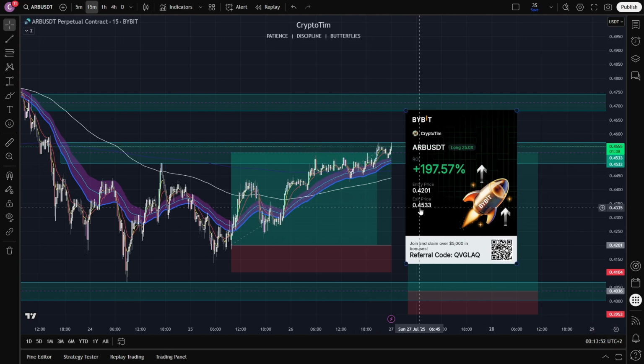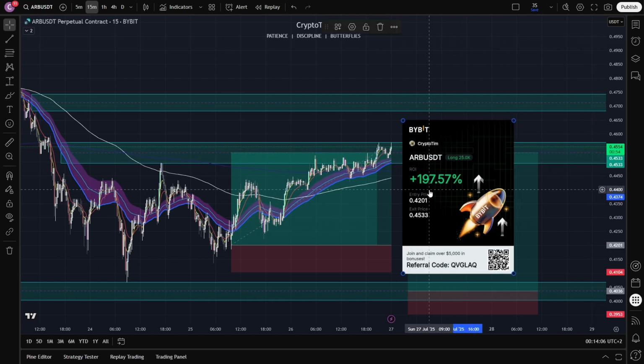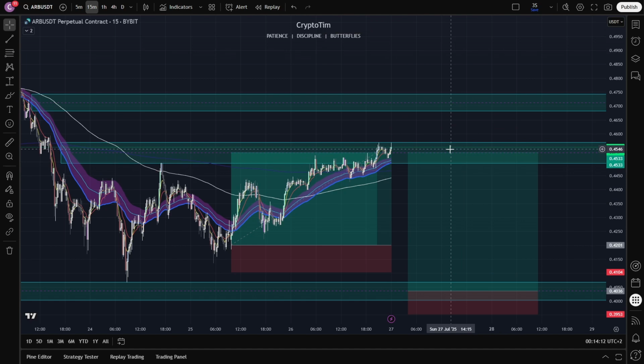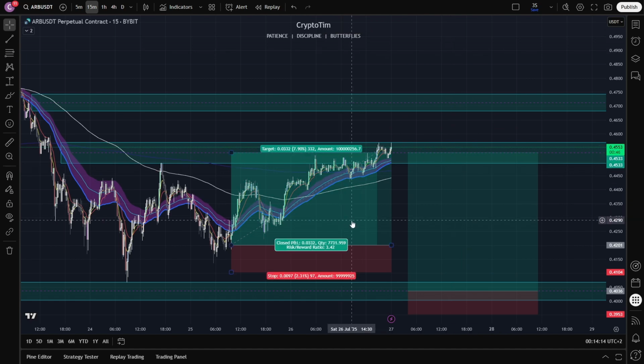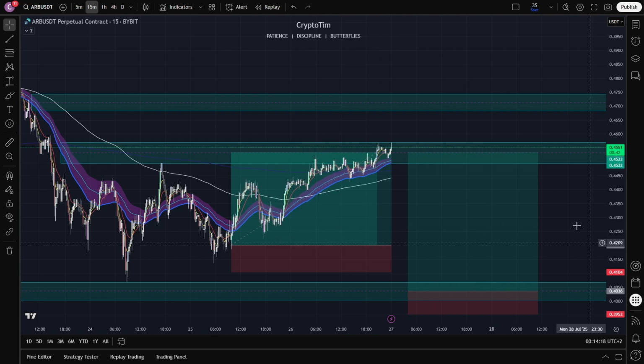TP at 0.4533, resulting in a 197.5% ROI on 25x leverage. Most importantly for us, the 3 to 3.4R trading setup.